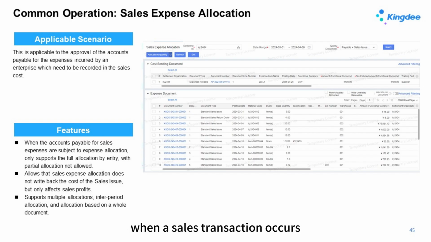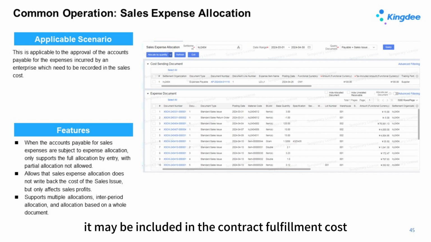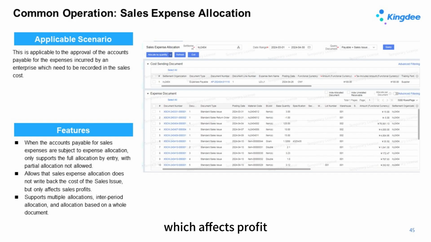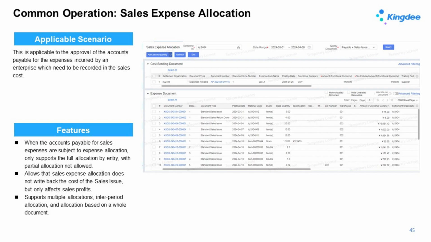According to accounting standards, when a sales transaction occurs and when the sales expense meets the applicable accounting standard requirements, it may be included in the contract fulfillment cost, which affects profit. Sales expense allocation does not affect the cost of the sales issue. Expense allocation supports multiple allocations, interperiod allocations, and full document allocation.